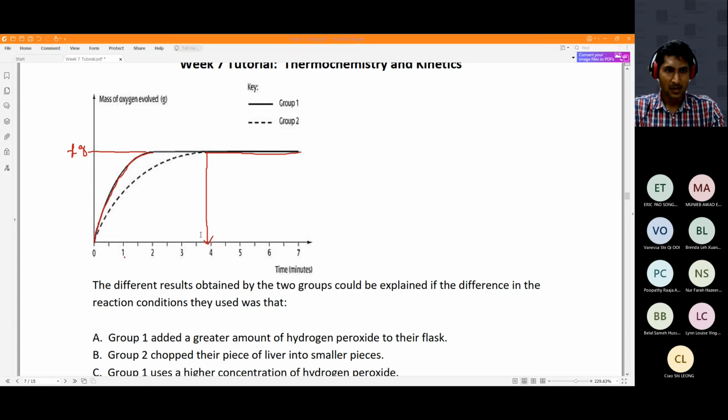Question number 11 says that zinc metal reacts with 0.1 molar hydrochloric acid to form hydrogen gas.